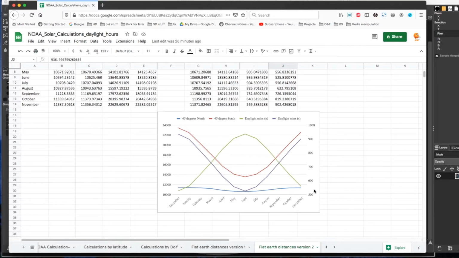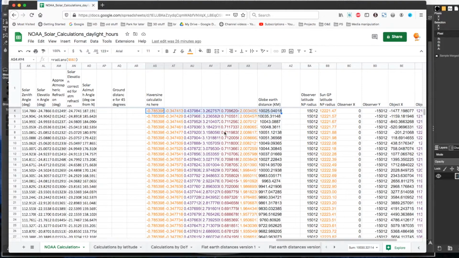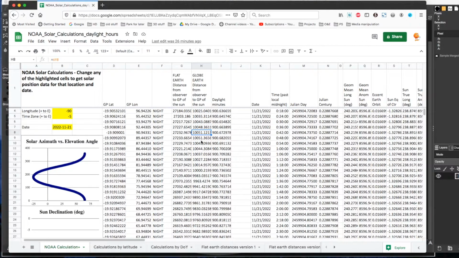point is not. So the last thing that I decided to do was to implement the Haversine formula to calculate the distance to the subsolar point from the observer at sunrise or at sunset or at any given time. And that is this column here, just copied over so I don't have to keep scrolling all over the place. So I took this column and I created this tab.